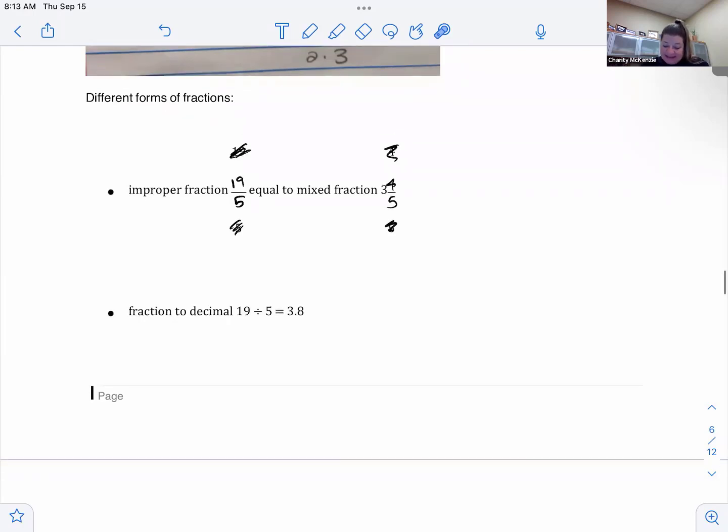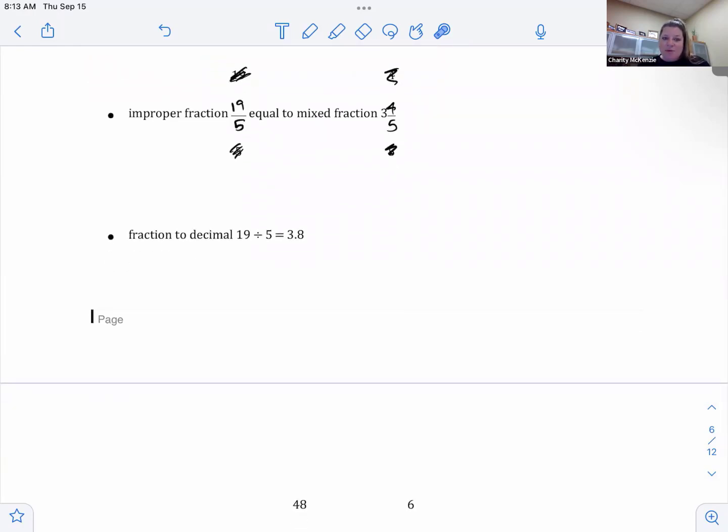What if I wanted the decimal? Well, the decimal is just divide the top by the bottom, and that's going to give us 3.8. So 4/5 as a decimal is 0.8, because a decimal and fraction are just different ways to write the same thing. A piece of something, not a whole. So that is where that comes from.